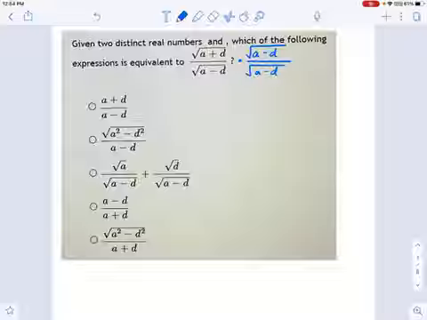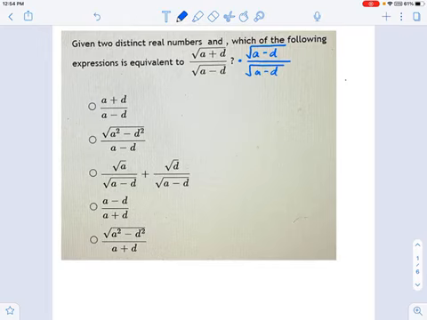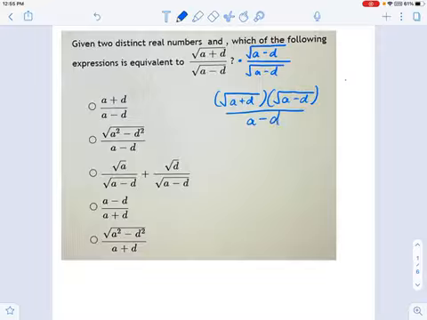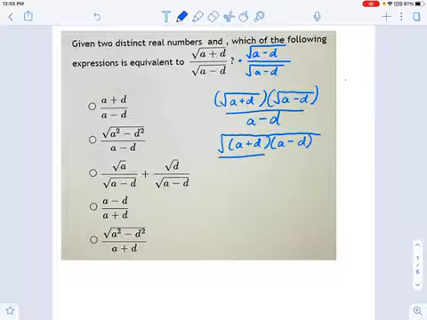Okay, so let's go through this and do the problem. We're going to get the following. Square root of a plus d times the square root of a minus d over a minus d. Simplify it some more, and we get one big old square root with a plus d and a minus d. And on the bottom, we still have that a minus d.